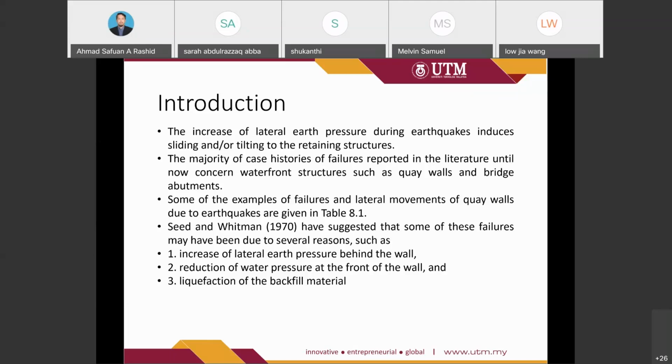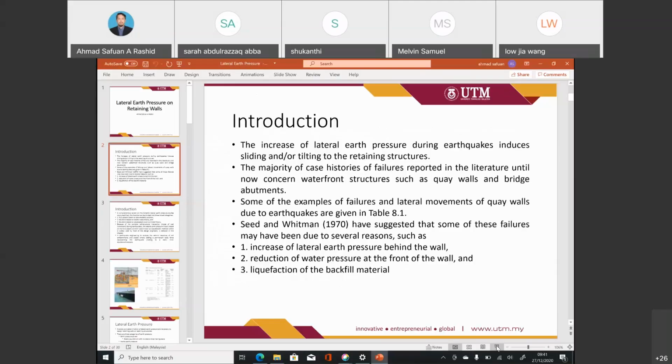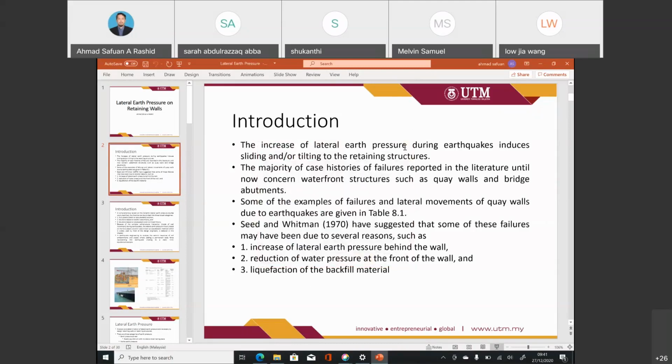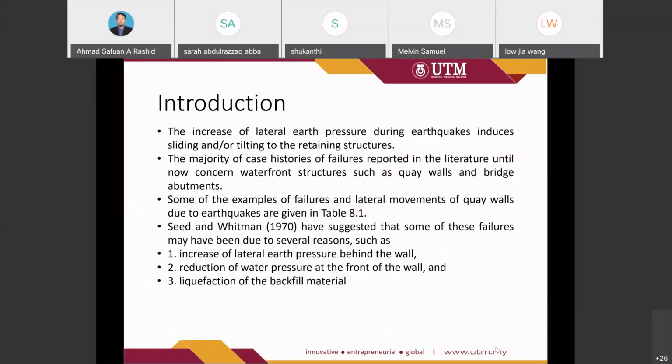Okay. So the majority of case histories of failure reported in the literature until now concern waterfront structures such as quay walls and bridge embankments. Okay. So especially in Japan, they found the main problems with this lateral earth structure happen on the bridge embankment and also on the structure where they built a harbor, or port, which is a quay wall. Okay, they call it a quay wall.